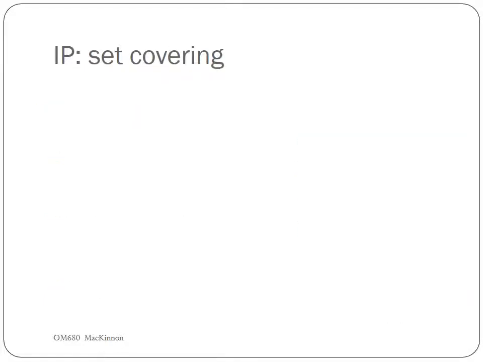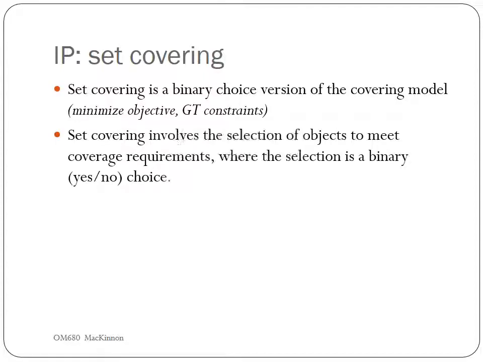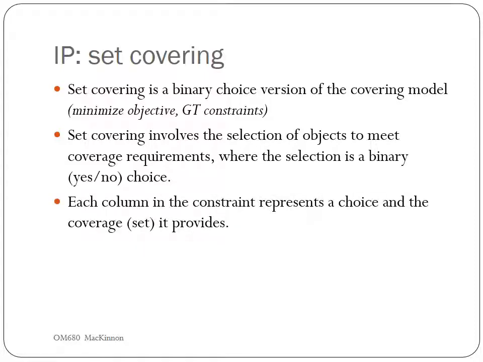All right, let's take a look at another integer programming model, and that is the set covering model. Set covering is the binary choice version of the covering model that we've already talked about. It's where we want to minimize our objective, usually cost, using greater than constraints. It involves the selection of objects to meet our coverage requirements, just like the simple covering model, but where the selection is a binary choice. So each column in the constraint represents a choice and the coverage, or the set, that it provides.